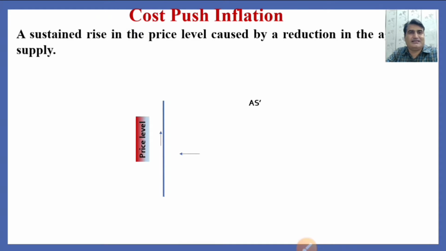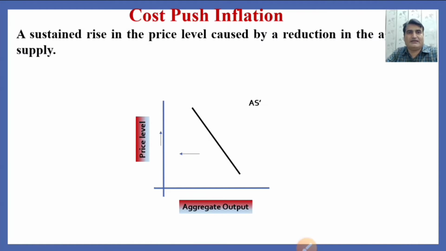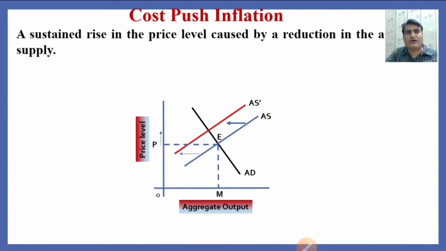This is the price level which is measured on the y-axis, and this is the aggregate supply or aggregate output shown on the x-axis, and this is the aggregate demand curve and this is the aggregate supply curve, where the aggregate supply curve and aggregate demand curve intersect at point E. The equilibrium point is E, where the quantity supplied is OM and the price level is OP. Due to shifting of aggregate supply from AS to AS dash, meaning the reduction in aggregate supply, the quantity supplied decreases from OM to OM dash, and as a result the price goes up from OP to OP dash, and the new equilibrium point is E dash.